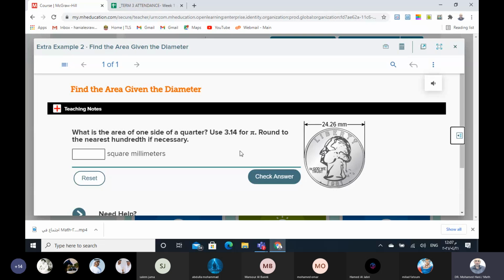What is the area of one side of a quarter? Use 3.14 for pi. Round to the nearest hundredth if necessary. As you see here, we have a circle, and here we have the diameter, 24.26 millimeters, and I want to find the area. Now I want all of you to try and tell me what your answer is, please. Start.